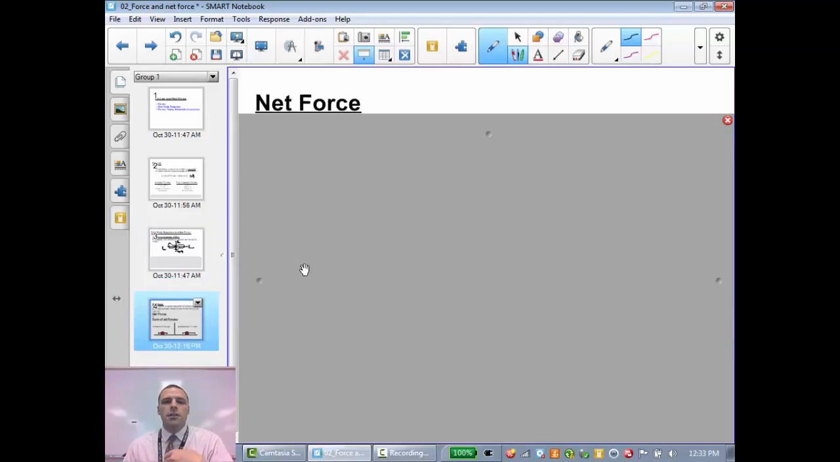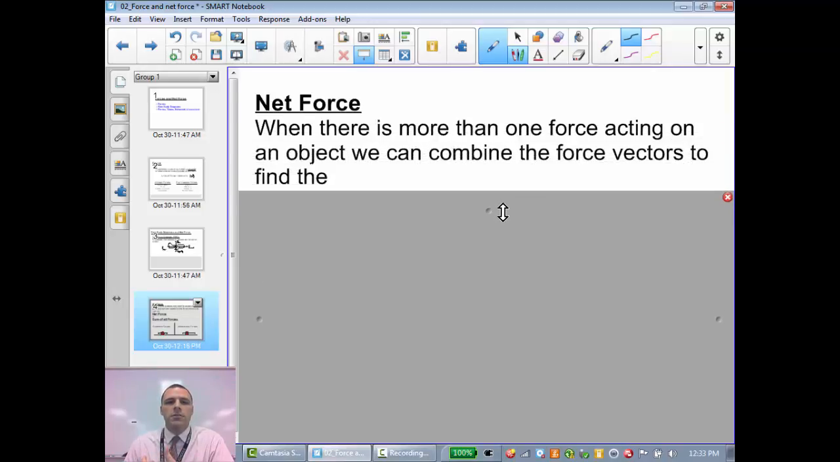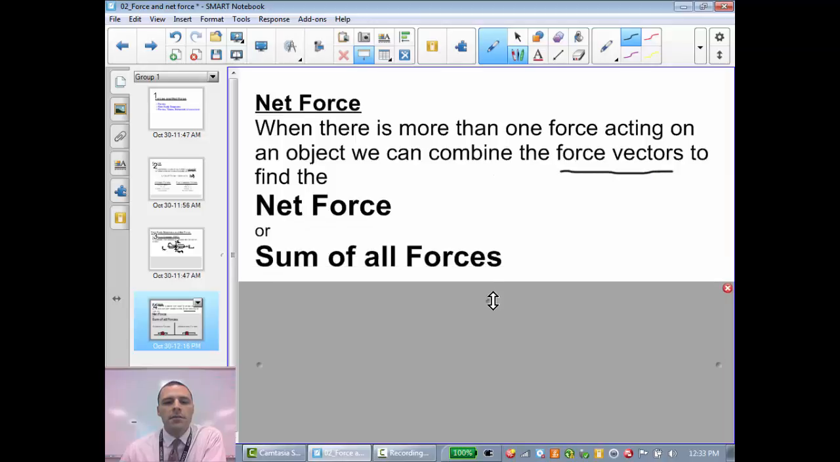And when you're dealing with objects that have multiple forces acting on them, what we usually do is we combine those forces to find something called the net force. So when there is more than one force acting on an object, we can combine the force vectors to find what we call the net force, or the sum of all forces. These are the same value. Sometimes people use the word net force, sometimes people use the word sum of forces. F net in an equation is written as F subscript net, and sum of the forces is written as sigma F, where a capital F is the variable force.